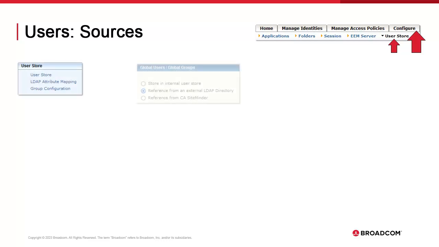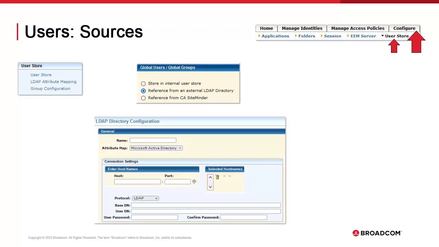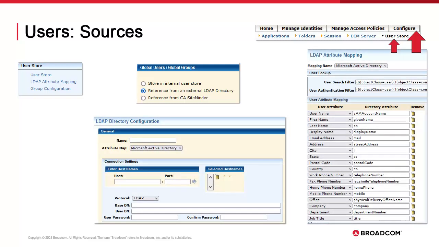If you're familiar with eEM, you're aware that there are different ways to manage user stores. You can store users internally if eEM is your user directory management platform, but you can also reference an external directory like LDAP. For this, you head to the User Store menu in the Configure tab and select User Store on the left. Change options from store in an internal user store to reference from an external LDAP directory. Then you'll need to configure LDAP and eEM so that the two can be synchronized, and you'll have to set the attribute mapping. This is obviously out of scope because it does not concern AAI directly. eEM administrators should be comfortable doing this.